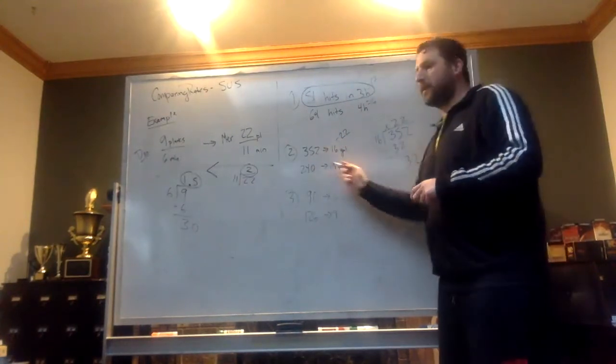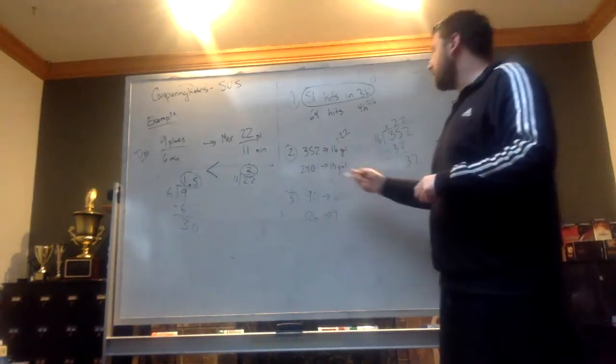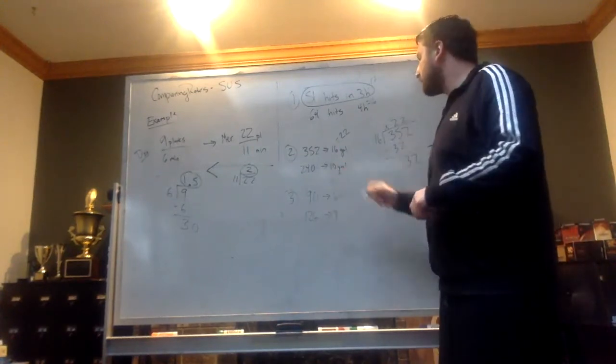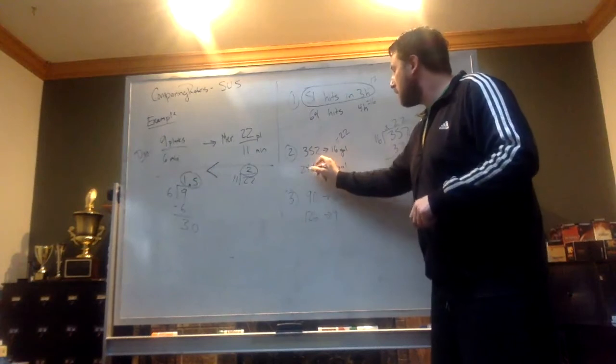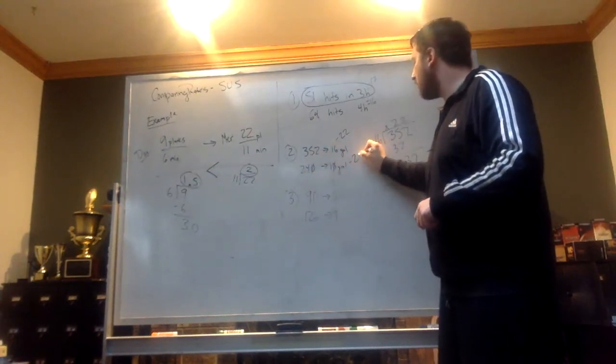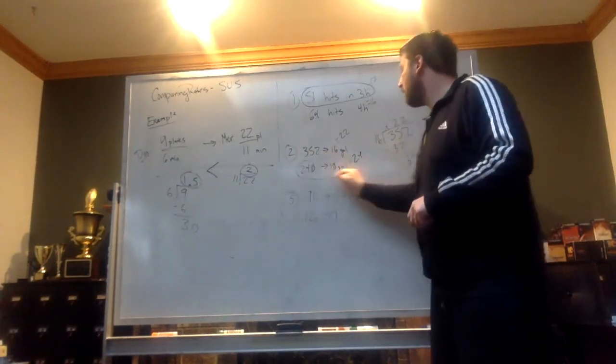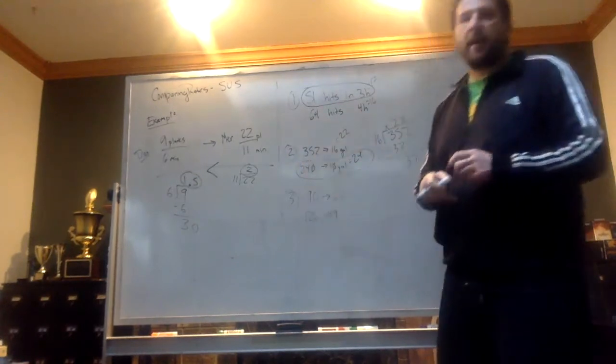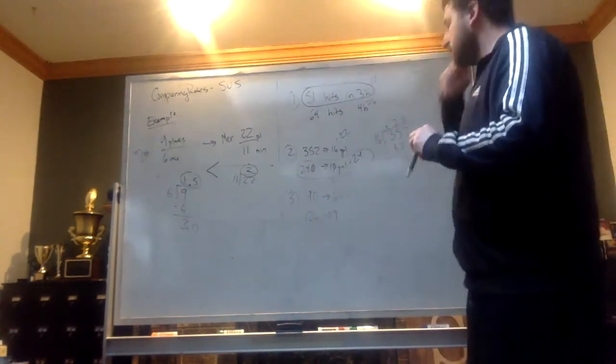Next one, we have 240 divided by 10. Now we see a bunch of zeros. We know that anytime we divide things with zeros, we can just cross them off. 24 divided by 1 is 24. Therefore, that one has a higher rate. Again, we're just dividing the 2 numbers.